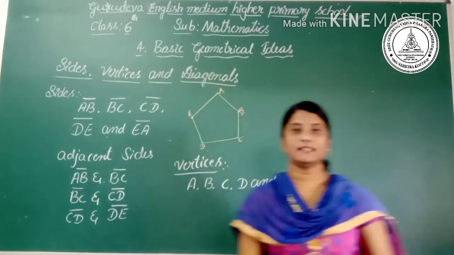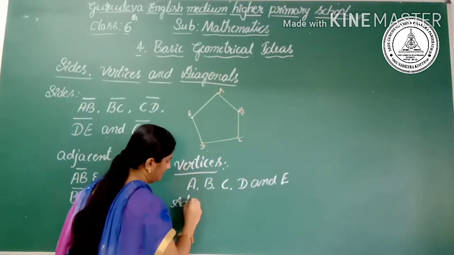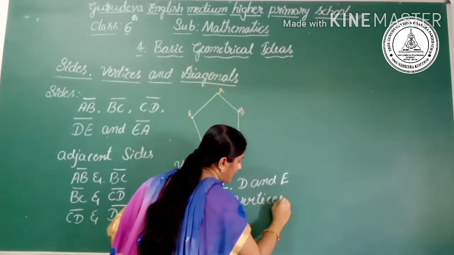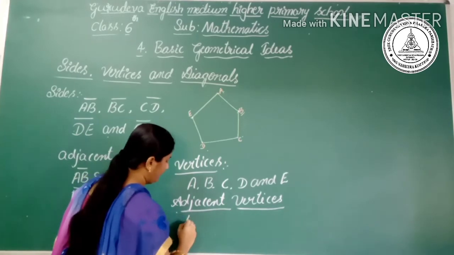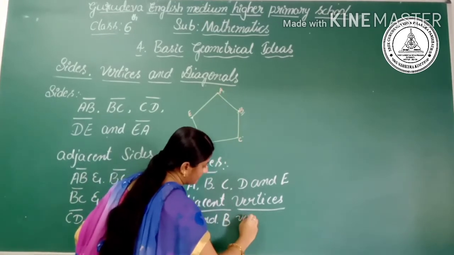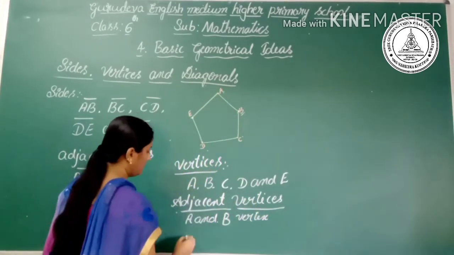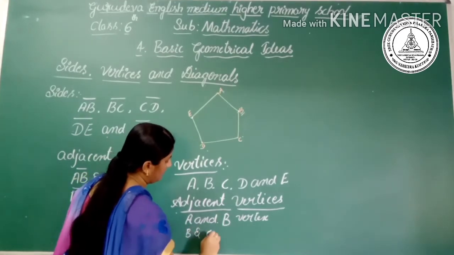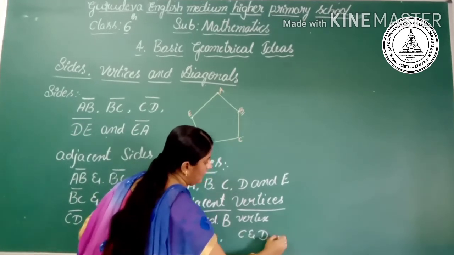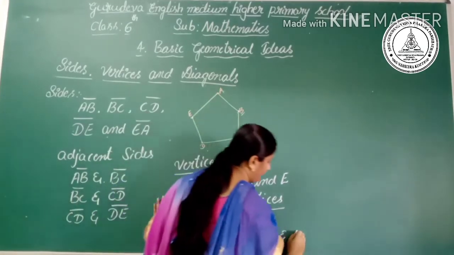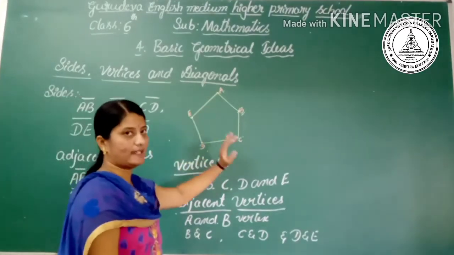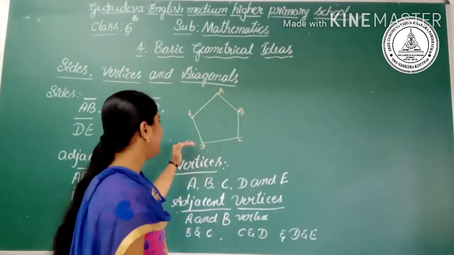Let's write the adjacent vertices. The adjacent vertices are A and B, then B and C, then C and D, and D and E, and also E and A are the adjacent vertices of the given polygon ABCDE.